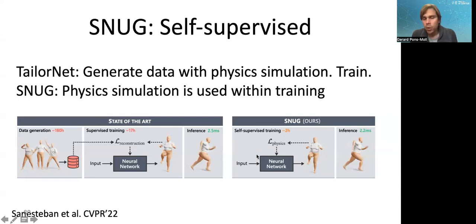It's probably more tricky to implement this pipeline because you need to have the physics simulation in the loop of the training. And I can imagine that this is not so easy to do, but it allows you to reduce the training time from 17 hours to about 2 hours. And the inference is about the same.